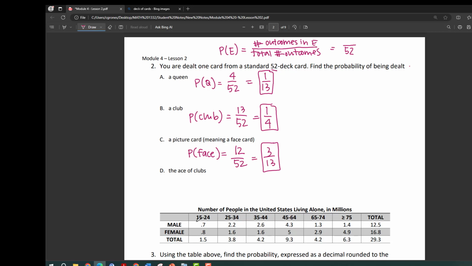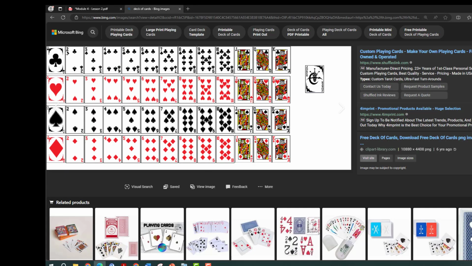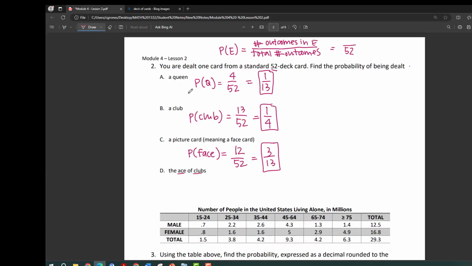And then the last one is the Ace of Clubs. So they are very specific. Not only is it a clubs, but they want the Ace of Clubs. So if you look, there's only one of those cards. So the probability of getting the Ace of Clubs, we just have that one card out of the 52.